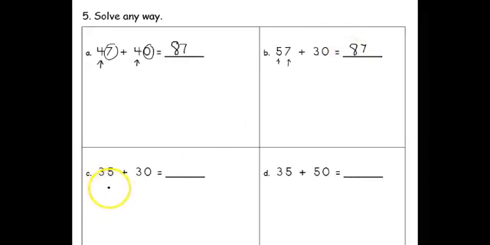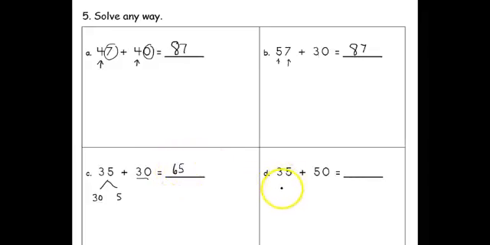I could also solve these using number bonds. I'm going to break the 35 into 30 and 5. Now I can combine my tens. I have 30 plus 30, which equals 60, and 5 more is 65.